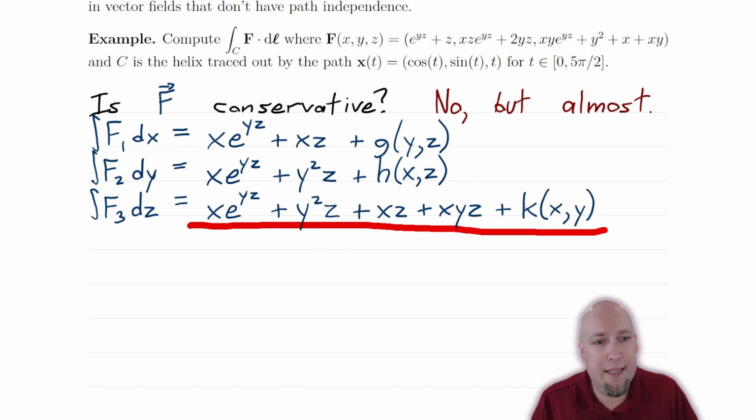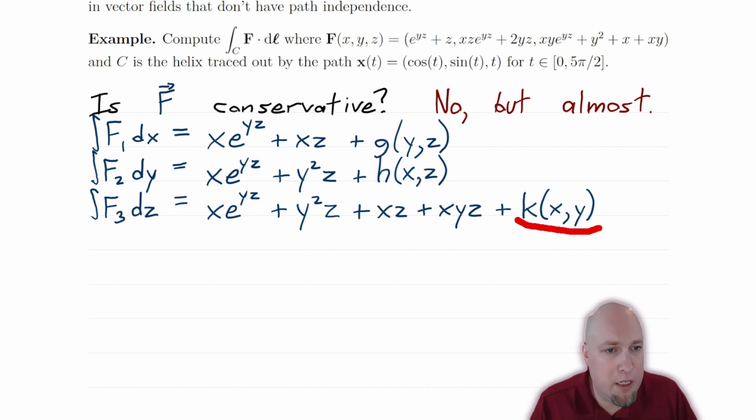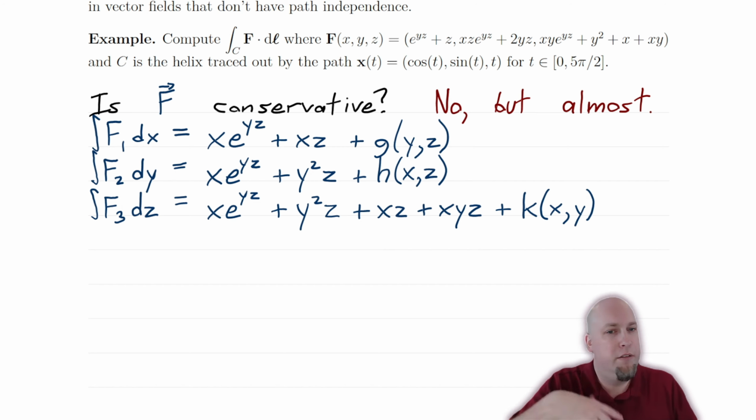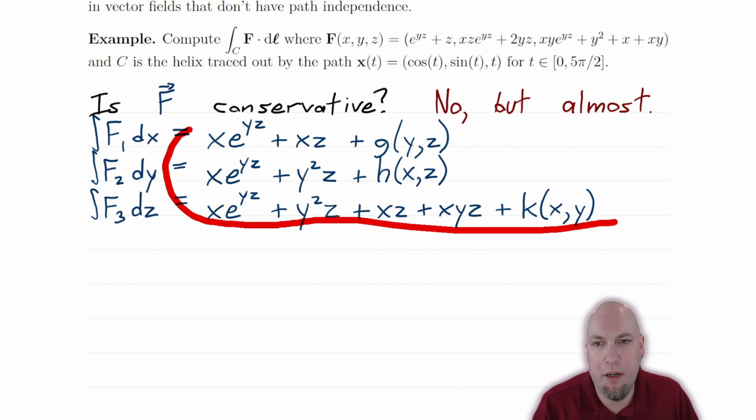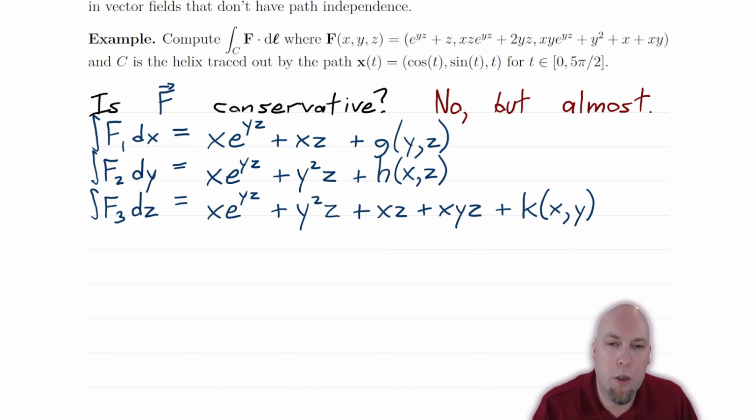And then I get this thing, okay? And each time I have a different constant function depending on all of the variables that I didn't just integrate with respect to. If this were conservative, if it were a gradient field, then I'd be able to choose a g, an h, and a k so that all three of these were equal to each other. And they're almost equal to each other. Holy cow, there's a lot of terms in common, right?